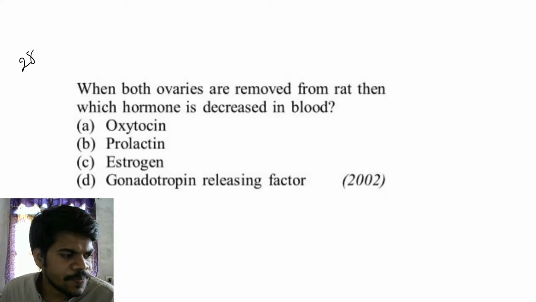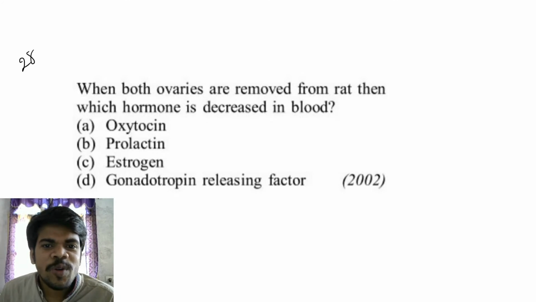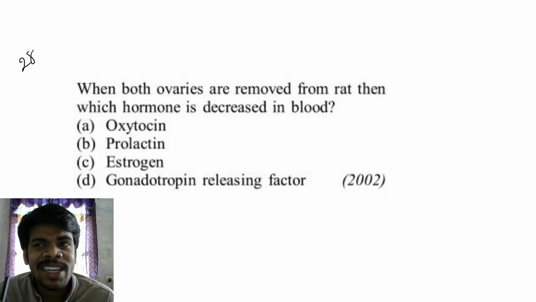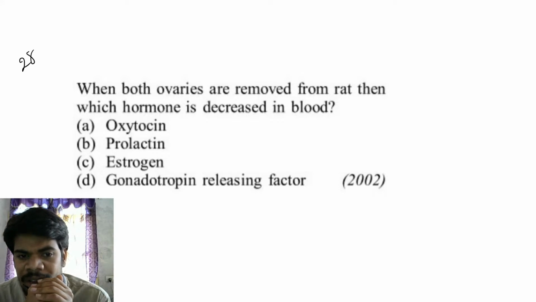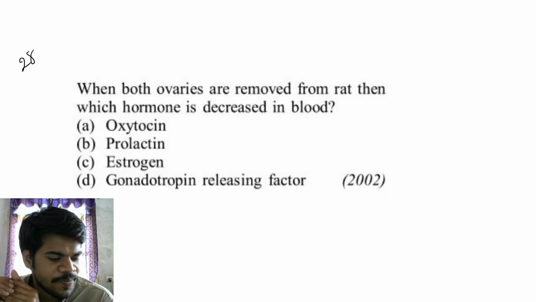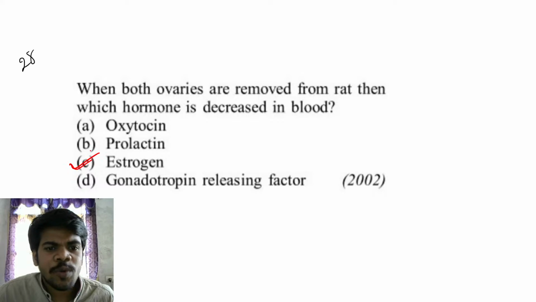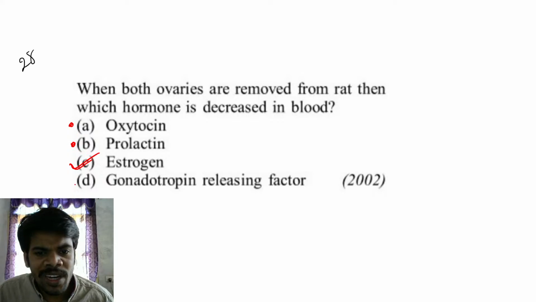28th question. Excellent, Sai Kiran. When both ovaries are removed from a rat, which hormone is decreased in the blood? Oxytocin, prolactin, estrogen, and gonadotropin releasing hormone. Yes, it is estrogen because prolactin is released from the anterior pituitary, oxytocin is released from the posterior pituitary, and gonadotropin releasing hormone is released from the hypothalamus. So the right answer is estrogen.